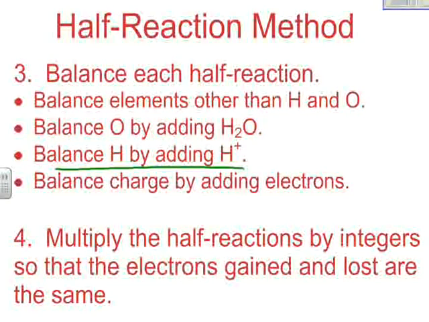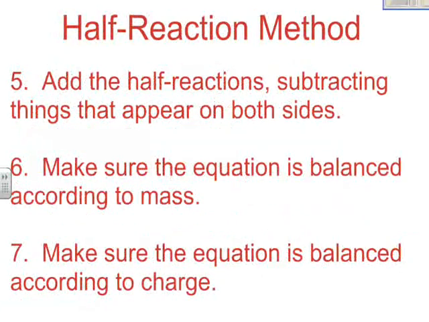Number 4 then, after we have each individual half reaction balanced, we're going to multiply the half reactions by integers so that the electrons gained and the electrons lost are the same. This is conservation of charge. And again, we'll see an example of what that looks like. We're going to add the two half reactions together, subtracting things that occur on both sides. And then we're going to double check our work and make sure that the equation is balanced according to mass and that it's balanced according to charge.